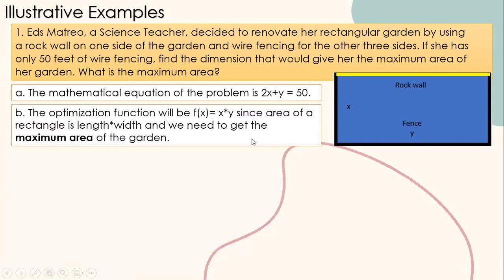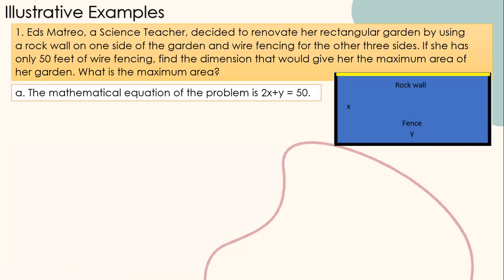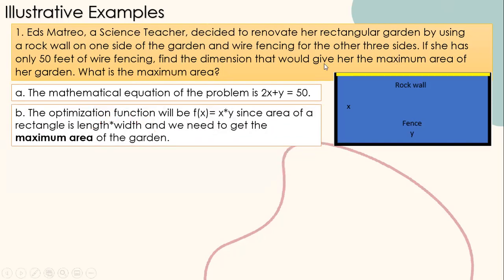Second step, the optimization function. Okay, ano daw yung kailangan niyang i-maximize? Sabi dito, ang tanong, maximum area. So, tinatanong yung maximum area. Ang kailangang ma-maximize ay yung area. Paano ba tayo kumukuha ng area? That is, di ba, x multiplied to y. Length times the width for the rectangle. Okay? So, that is our optimization function.